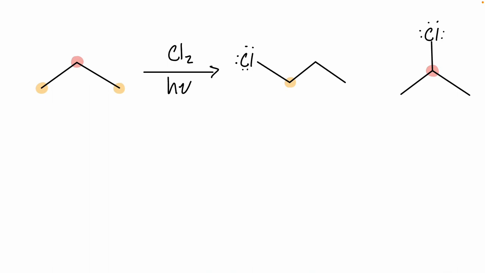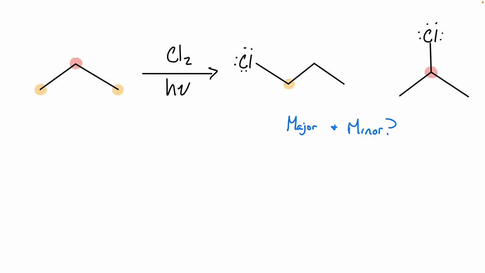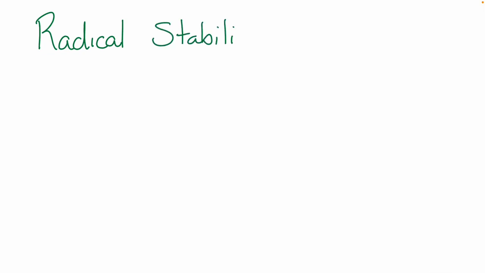Okay, and again, we're trying to figure out what's the major and minor product. All right, so this is going to be a little bit more complicated of a question than it seems here. It's going to have two important factors. The first being the stability of the radical that's formed.